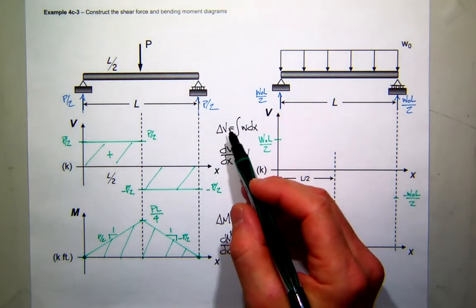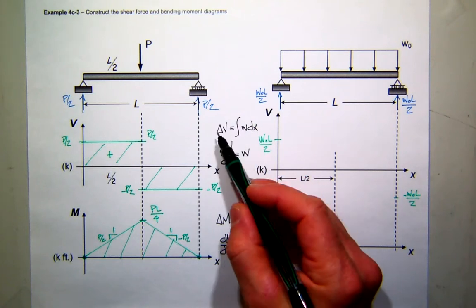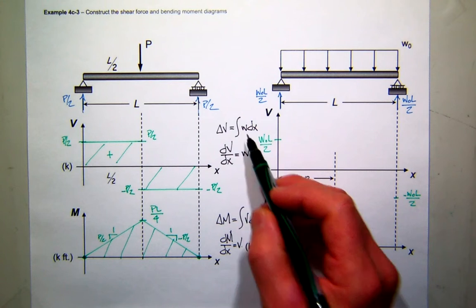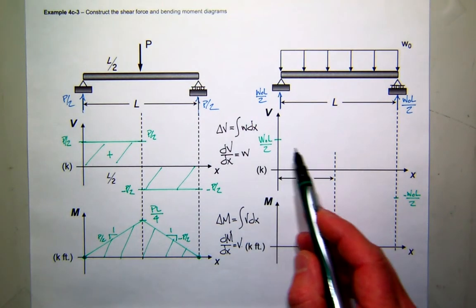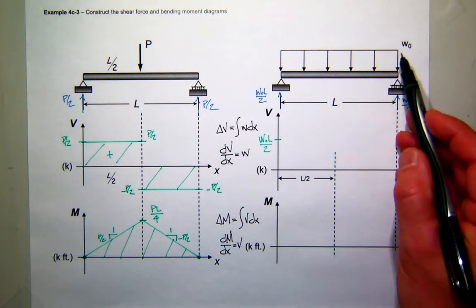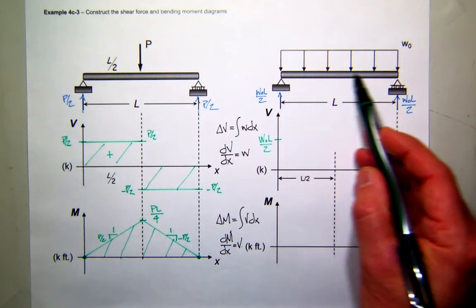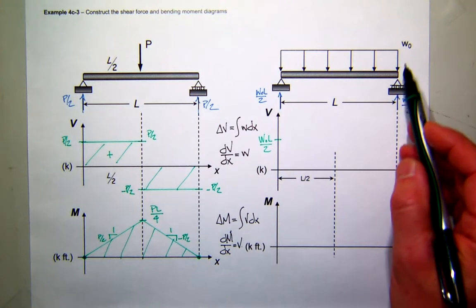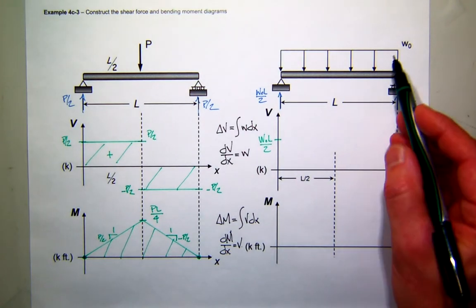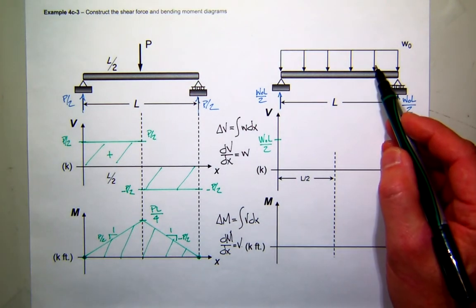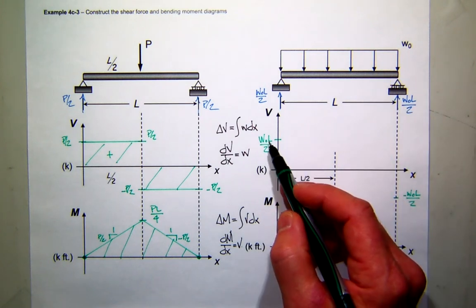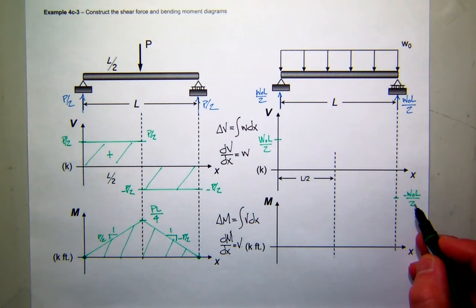So remember, our basic relationship was that the change in shear between any 2 points is the area under the load diagram. So the change in shear between the left side and the right side should be the area under the load diagram. And what is that? Yeah, it's a rectangle, so it would be base times height, so W naught times L. And remember, this load is positive or negative? It's negative. So if I start at W naught L over 2 and subtract W naught L, I get minus W naught L over 2. So that seems to match really well.